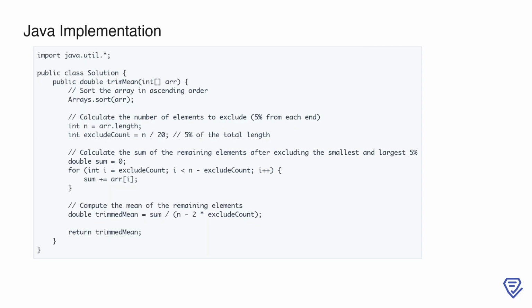This is the Java implementation of LeetCode problem number 1619, mean of array after removing some elements. The logic mirrors the provided Python solution, with key differences being Java's use of type declarations, the Arrays.sort method for sorting, and explicit loops to calculate the sum of the trimmed array. The method computes the mean after excluding the smallest and largest 5% of elements, ensuring efficient and precise calculations.